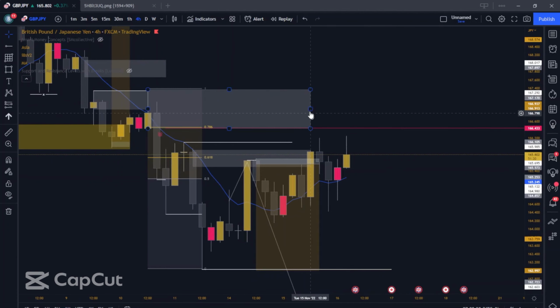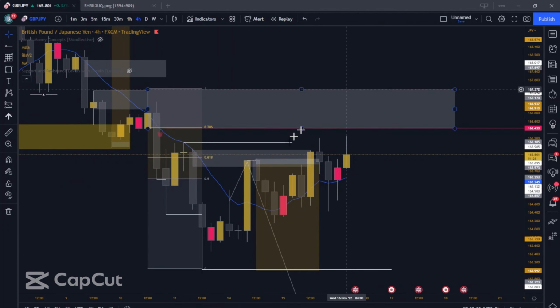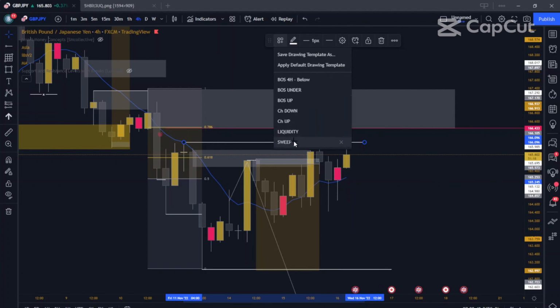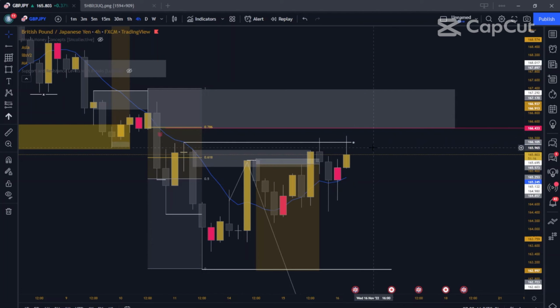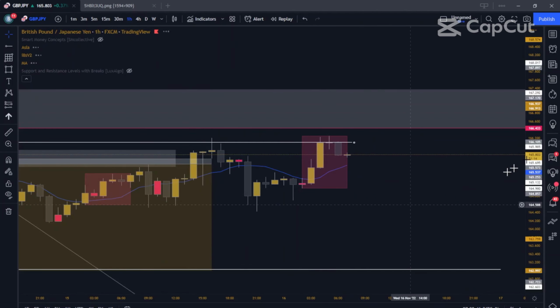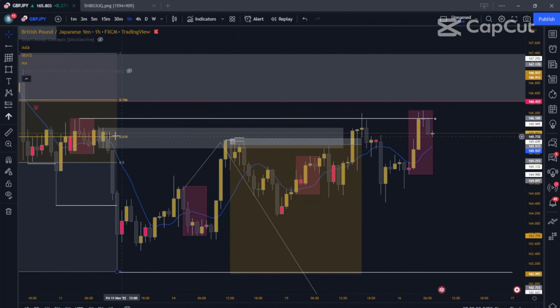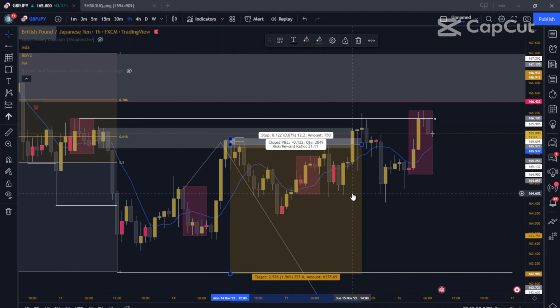GBP JPY. Yeah, lots of inducement created below this supply. Looks like it was being swept. Let's go on to lower time frames and see. Okay, so that's the 1 hour order block I would have traded from. That ended up being violated after a break even.